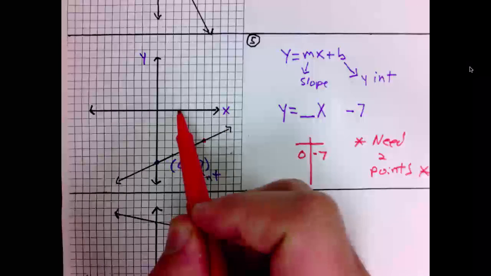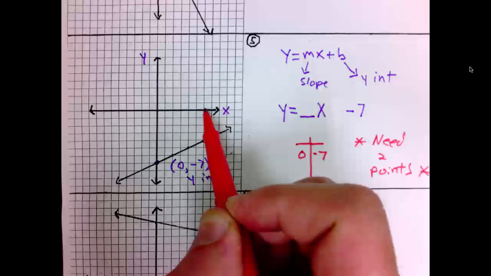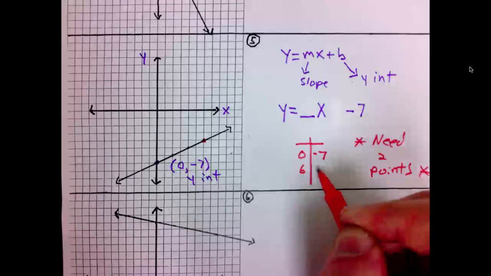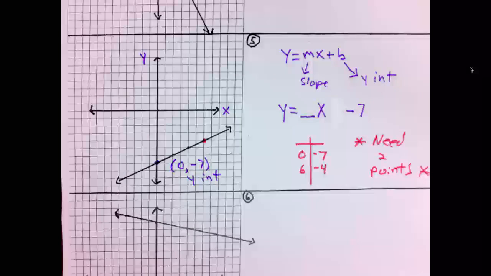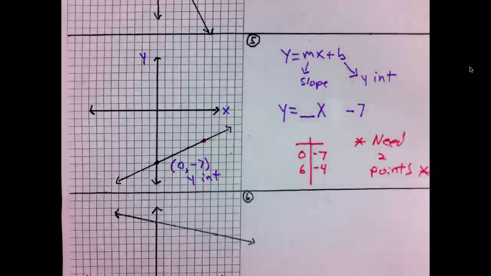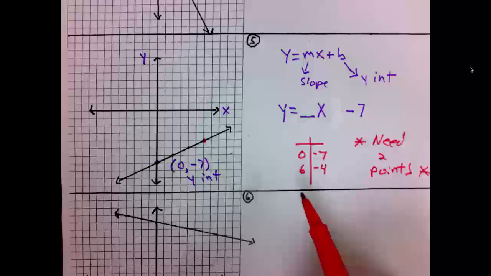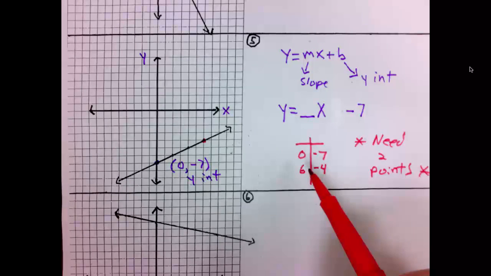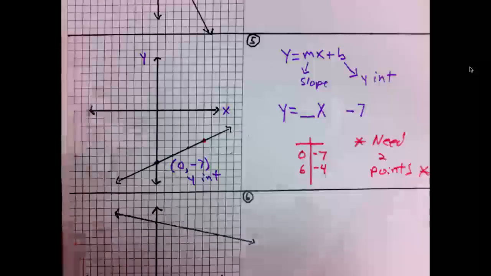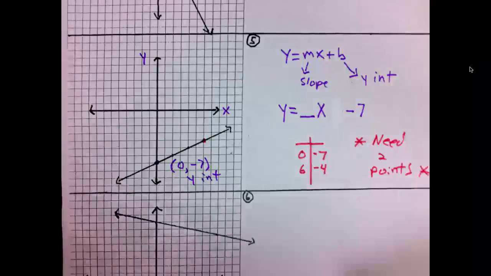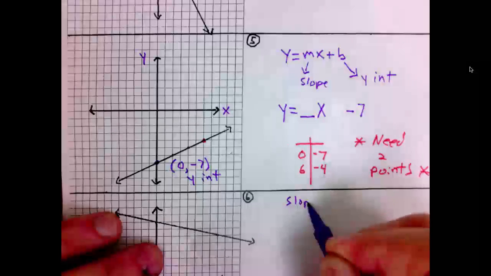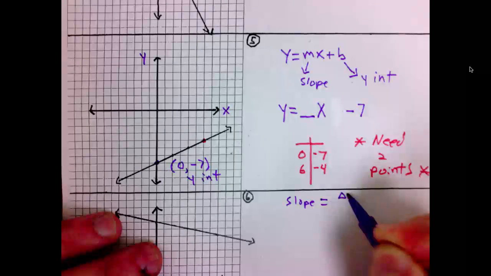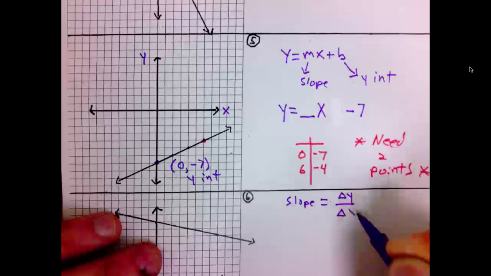1, 2, 3, 4, 5, 6 to the right. 1, 2, 3, 4 down. So this point is (6, -4). And you could use any 2 points to make this work. Once you have your 2 points, we need to find the change in y and the change in x. We define slope to be slope equals change in y divided by change in x.